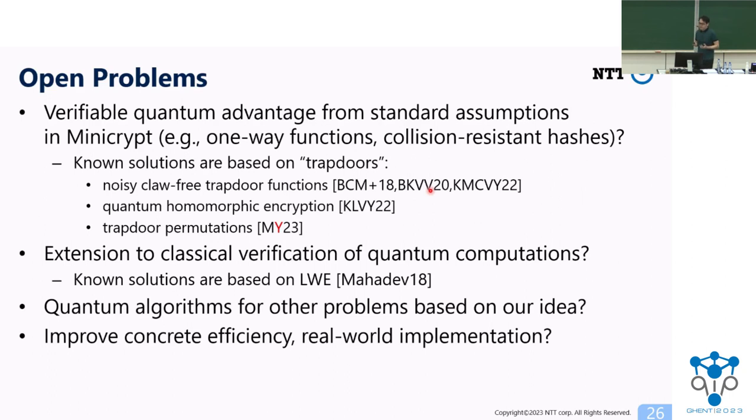But generally speaking, hash functions are much more efficient than public key crypto. And the only cryptographic component used in our problem is hash functions, and we don't need public key crypto. So this might be the first step to obtaining a very practical construction of verifiable quantum advantage, verifiable quantum advantage with practical efficiency. And this is the end of my talk. Thank you for your attention.